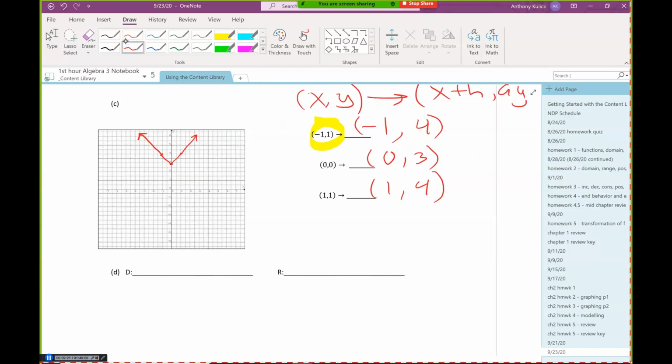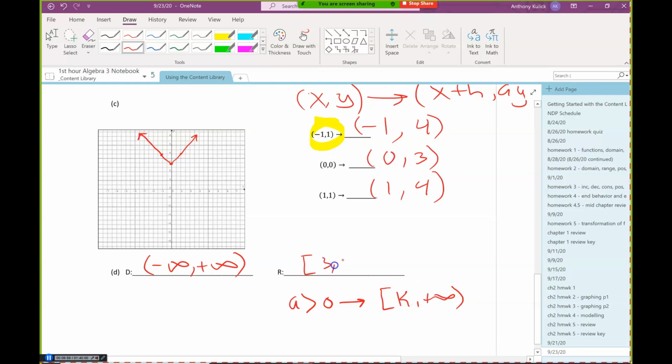Okay. And the last thing we're asked to do is write down the domain and range. Well, the domain for absolute value functions should be easy because they're all the same. For an absolute value function, the domain is always negative infinity to positive infinity. The range, there's 2 possibilities, and we know which one of the 2 based on whether the A is positive or negative. Since our A is positive, we know that the range goes from K up to positive infinity. So in our case, that's going to be 3 to positive infinity.